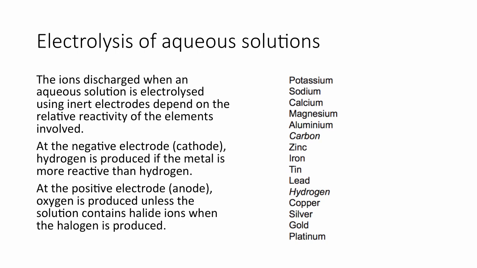The ions discharged when an aqueous solution is electrolyzed using inert electrodes depends on the relative reactivity of the elements involved. At the negative electrode, the cathode, hydrogen is produced if the metal is more reactive than hydrogen. At the positive electrode, the anode, oxygen is produced unless the solution contains halide ions, and then the halogen is produced.